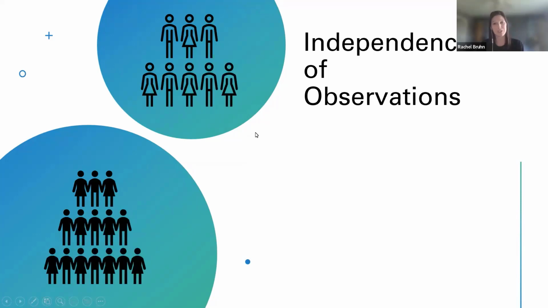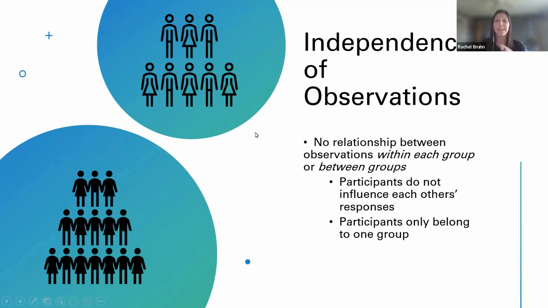Independence of observations. Again, another one that we do not have a test for. It's based on how you conducted your study, how you assigned people into groups. So there is no relationship between observations within each group or between groups, meaning my two groups are made up of different people. They are not the same people. Independence within a group means that each person's responses were collected independently with nobody else around, so that person A could not influence person B.